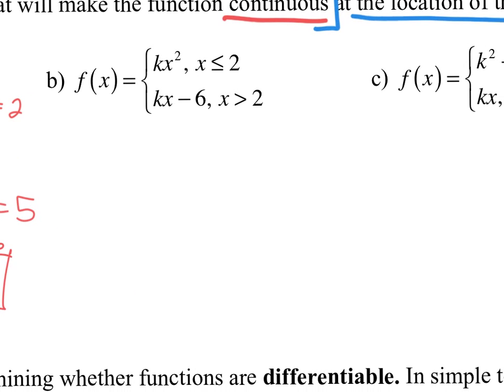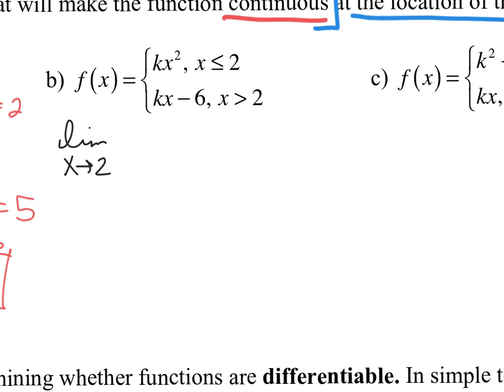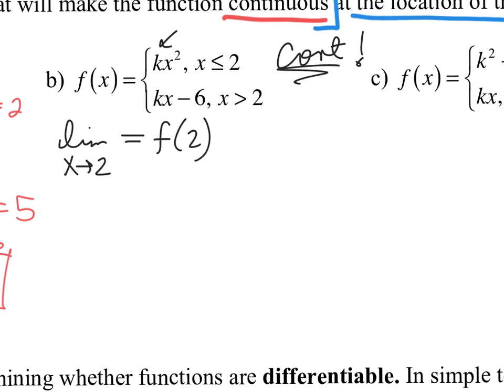If we look at the next one, we have to force, I'm sorry, not check, we need to force the limit as x approaches 2 to equal f of 2, because we want it to be continuous, and we want to find the value of k that will make it so. So if we find f of 2 right there, because x is less than or equal to 2, f of 2 is equal to 4k, which means that the limit as x approaches 2 from the left and the limit as x approaches 2 from the right both need to be 4k.